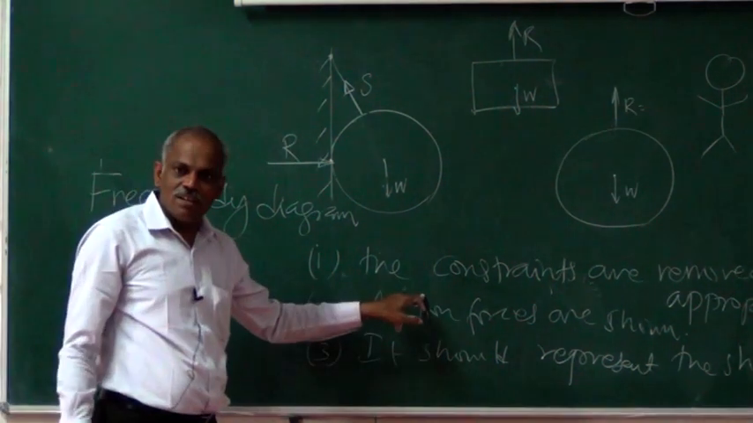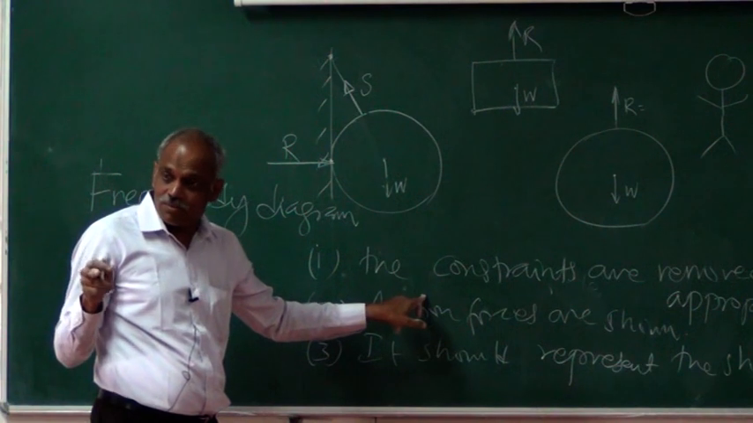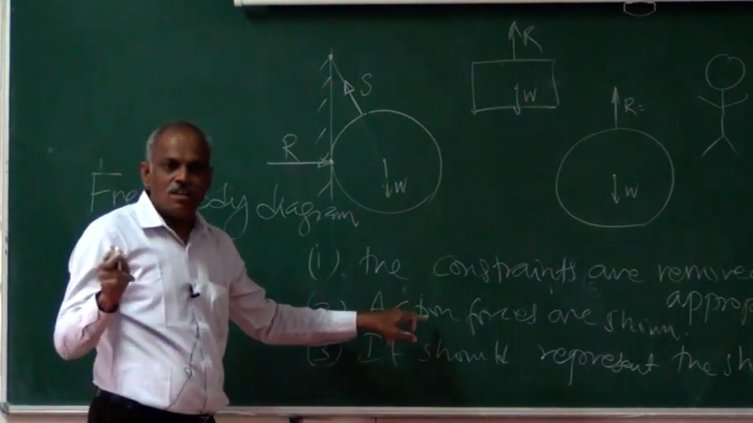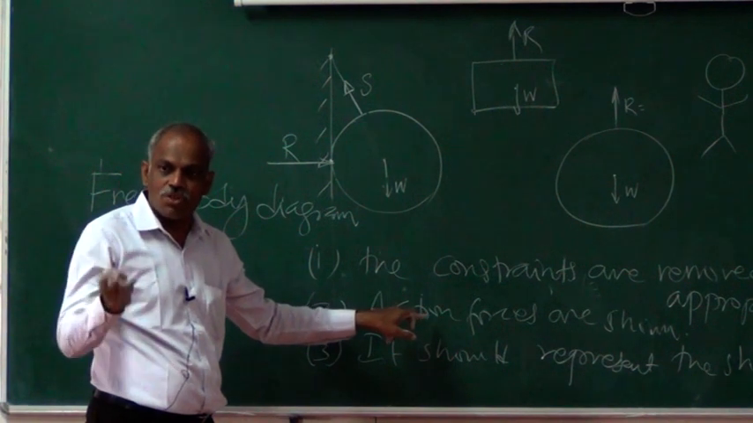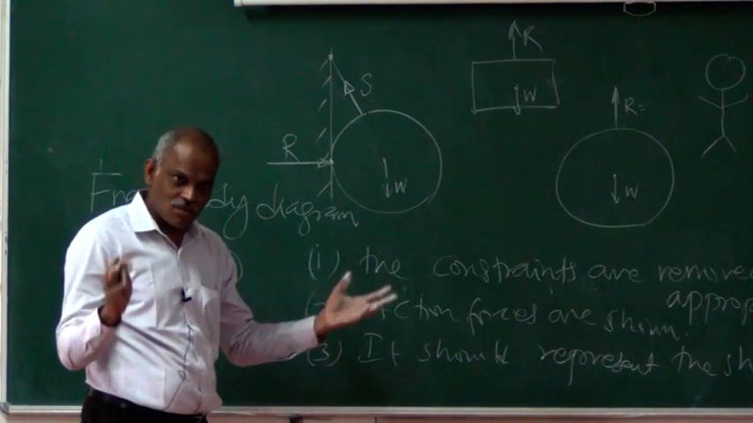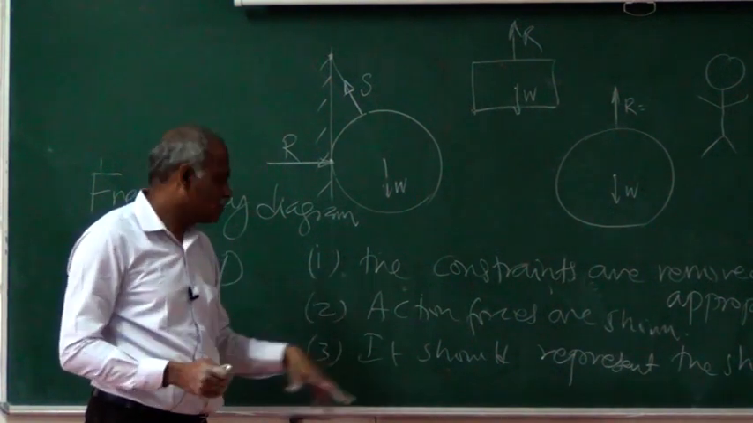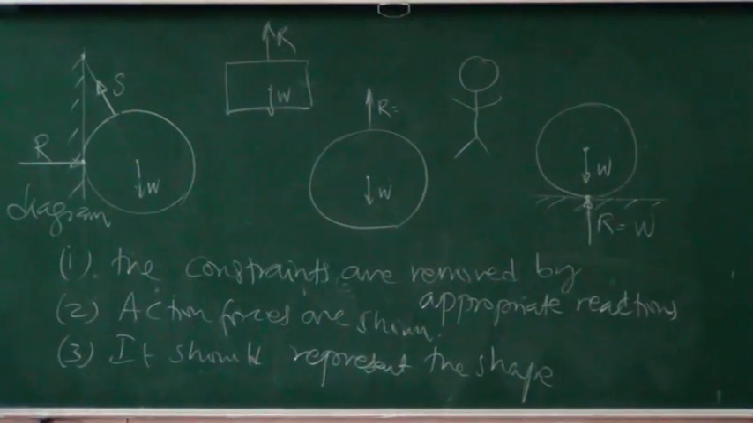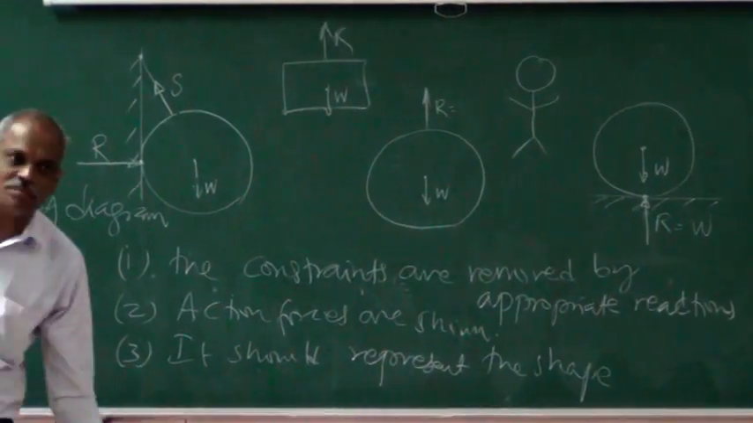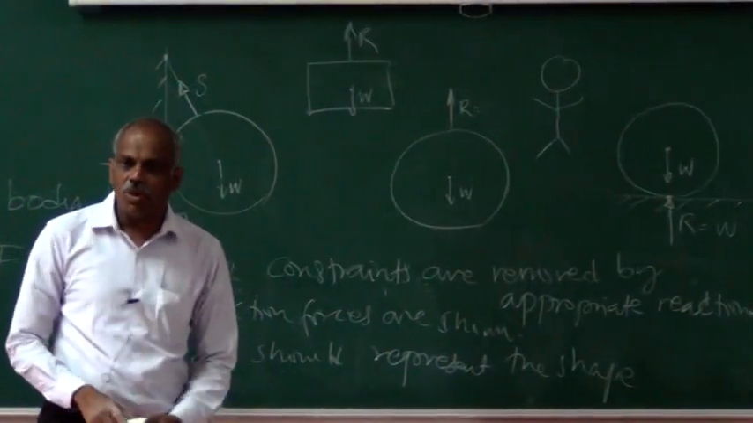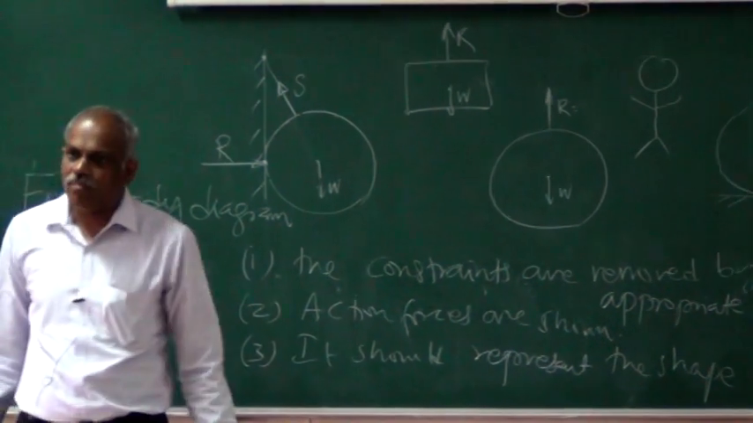So it should not have constraints. The constraints are removed by the appropriate reactions. Not only reactions, the action forces are also included. That means the entire system of forces acting on the body is truly represented. Then it should also represent the shape of the body. That's called a free body diagram. It's a very important first step in solving problems in mechanics.